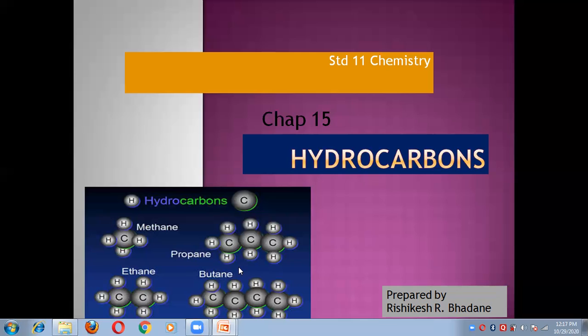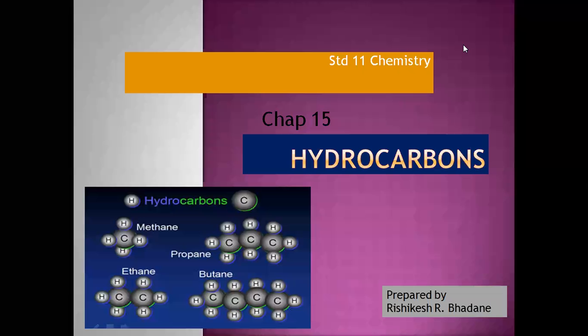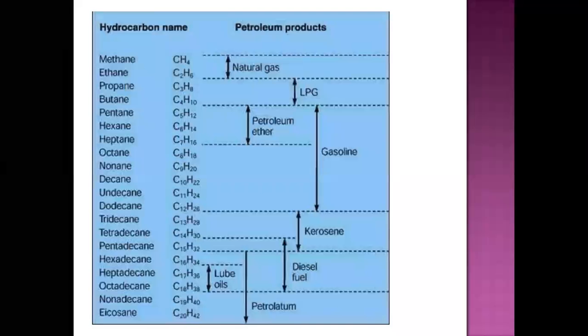Now, hydrocarbons occur widely in nature. Hydrocarbons occur widely in nature in different forms. Hydrocarbons are the simplest organic compounds containing the elements carbon and hydrogen. For example, LPG. We know that LPG means liquefied petroleum gas.